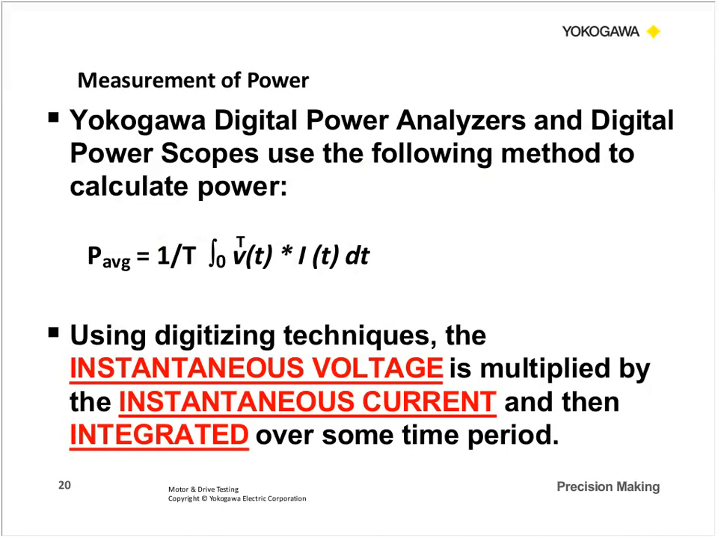So again, looking at how we do this mathematically, we digitize the incoming voltage and we digitize the incoming current, take these instantaneous values and accumulate those over some time period, integrate it and multiply by 1 over T. So it's an instantaneous voltage times an instantaneous current, then integrated over some time period. This time period can be fixed, or it could be variable, depending on the type of instrument that we're using.